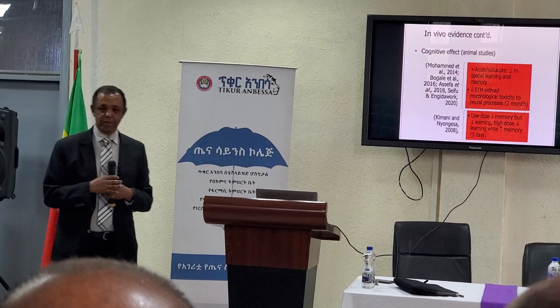CYP2D6 is probably involved in the conversion of cathinone to cathine and norephedrine, through the enzyme cathinone reductase. We somehow contributed to the existing knowledge that cathinone can be converted to cathine and norephedrine through CYP2D6.